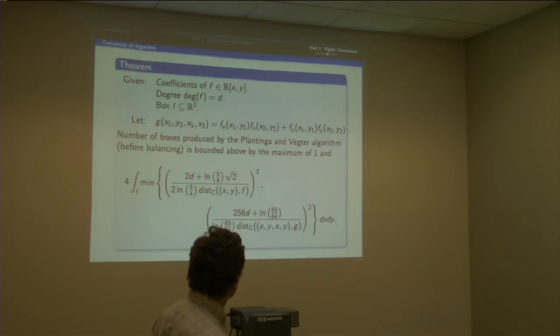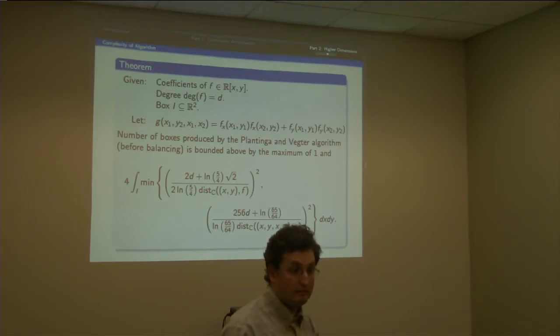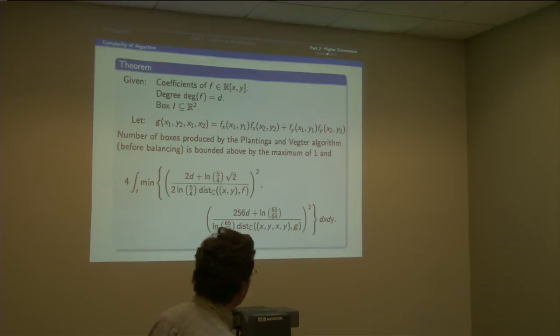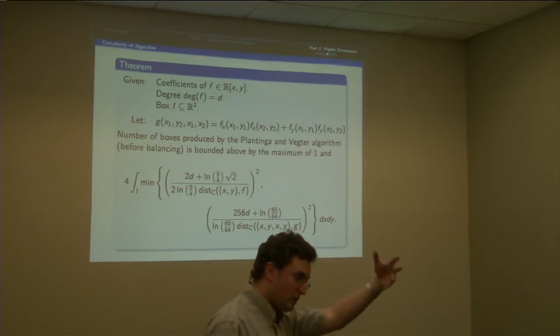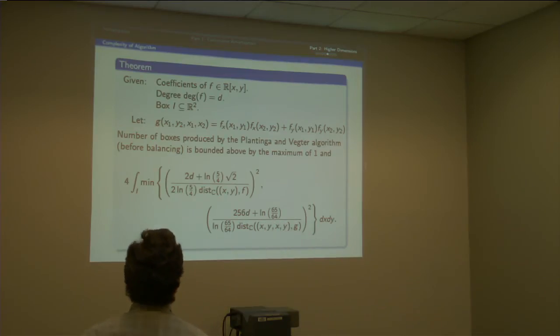The second thing is, this is the first complexity bound of this algorithm. Before this, no complexity bound was known. The third is 1 over the distance. This is a condition number. So now this integral is relating this original algorithm to condition numbers and conditioning. So there's a lot of structure and connections going on here.